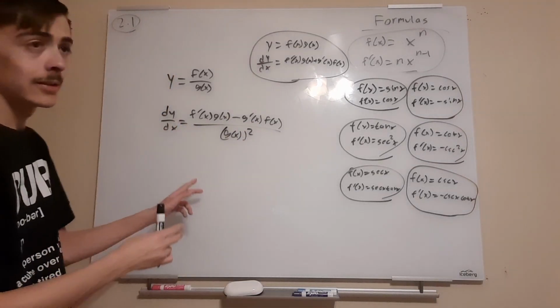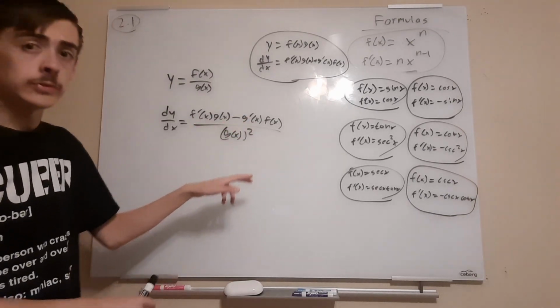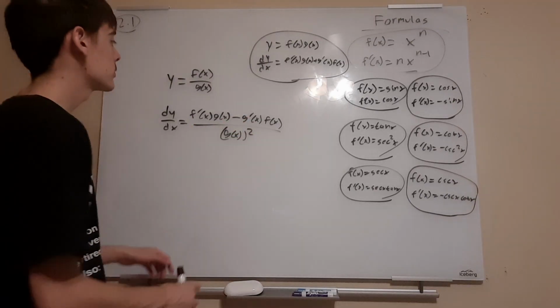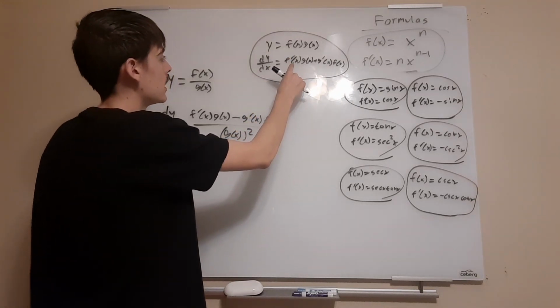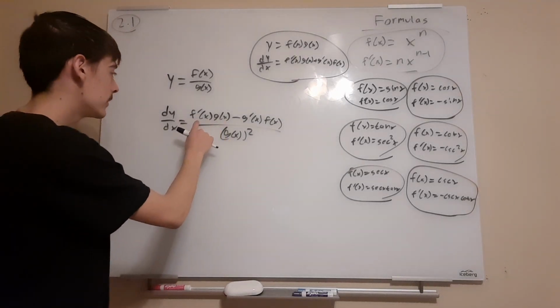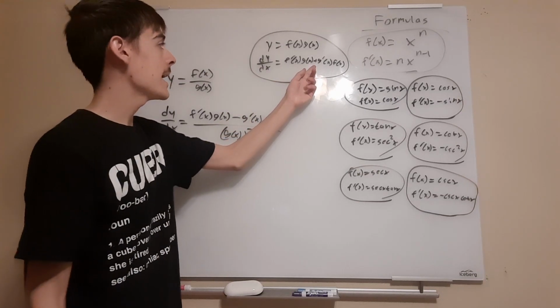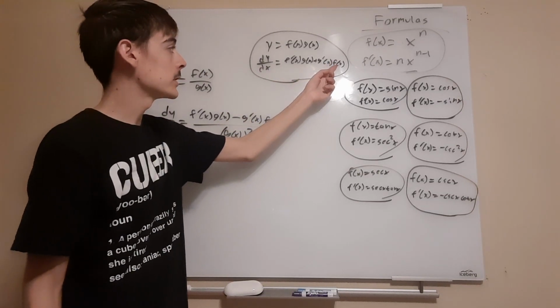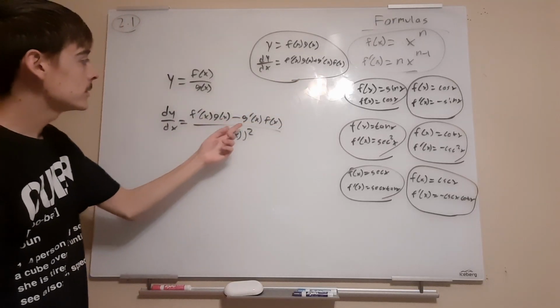So this looks a lot uglier than the product rule, and it really is, but it's actually very similar to the product rule if you look at it. Notice in the product rule, we multiply the derivative of the first function by the second function. That's the same in the quotient rule. In the product rule, we then add the first function multiplied by the derivative of the second function. That's the same thing here in the quotient rule.